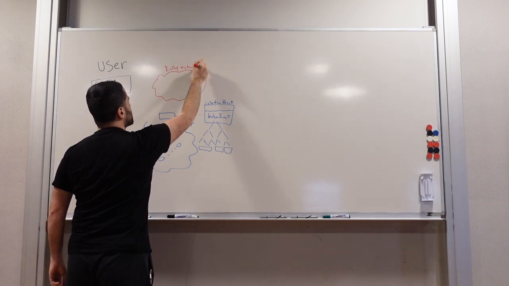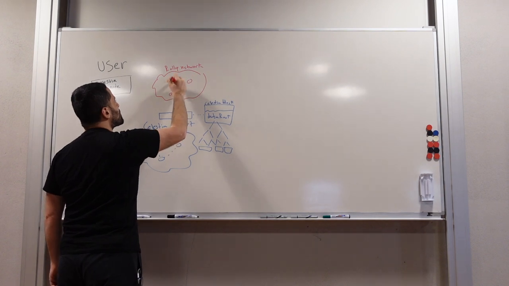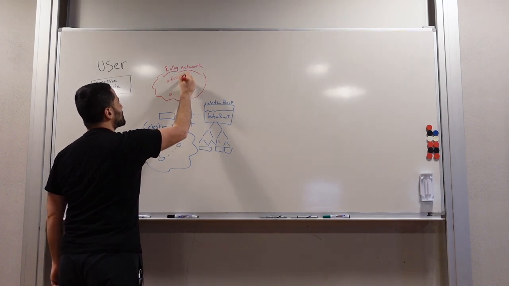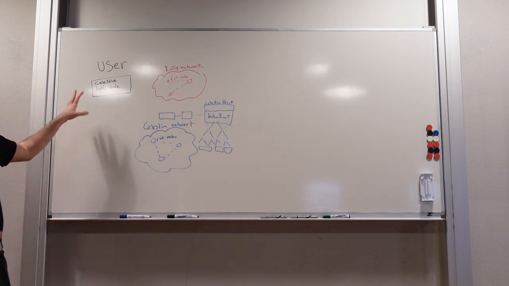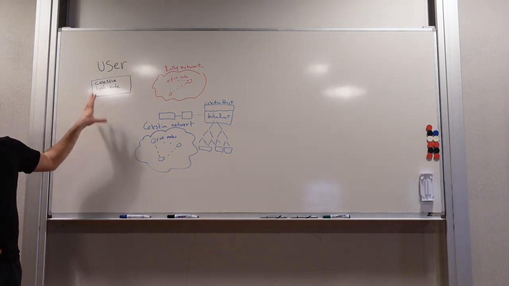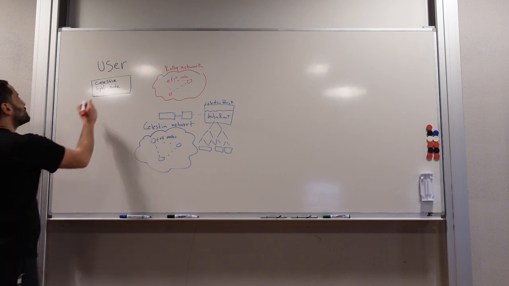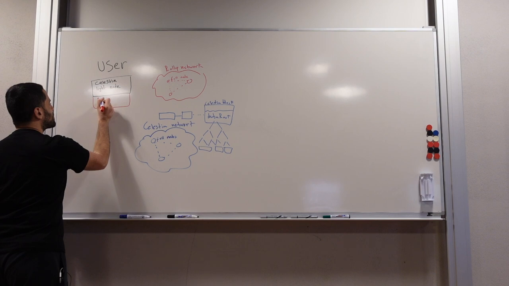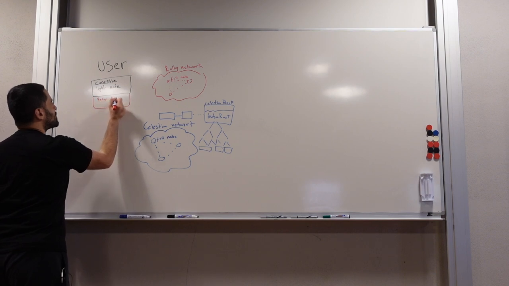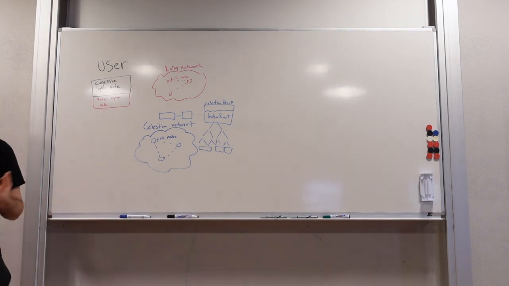And this rollup network also has its own full nodes that are also connected to each other. And then the user also has to run on a machine not only a Celestia light node, but also a rollup light node.